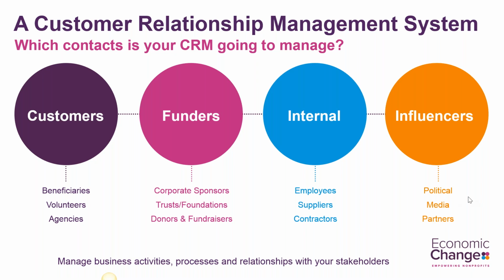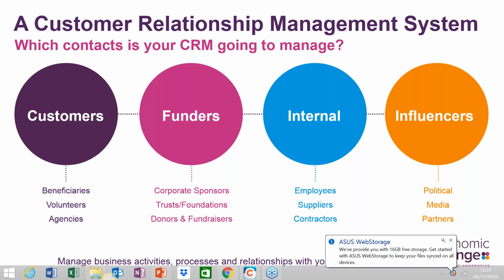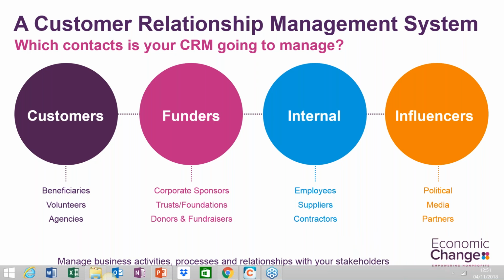And then the final stakeholder group is influencers. And influencers, we've sort of packaged these in three different areas. One is some of our customers work with political contacts, so it might be politicians, MPs, local government, for example, where you might want to invite them to events that you're doing. You might want to send them letters. You might want to get their backing as an ambassador.